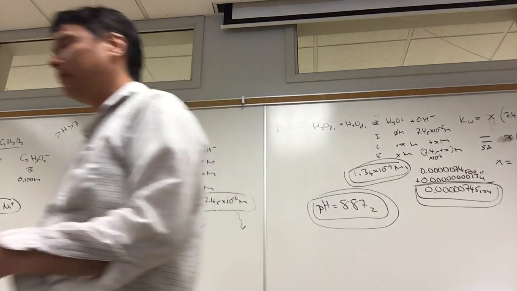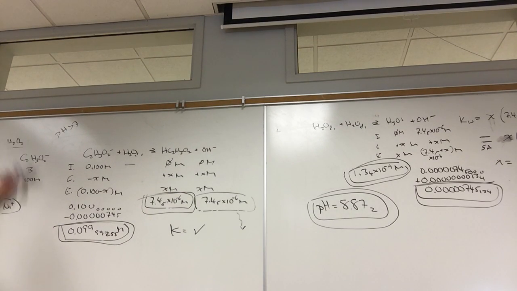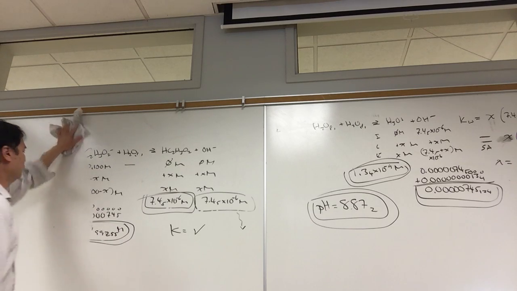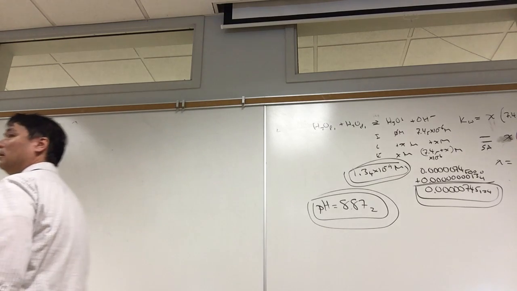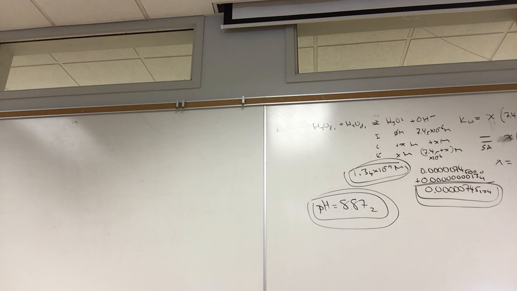Okay. What's the next solution? Ammonium chloride. 0.100 molar ammonium chloride. So we have ammonium ions, right? Chloride is neutral. Do you want us to go through this one together? I think I already did this one.